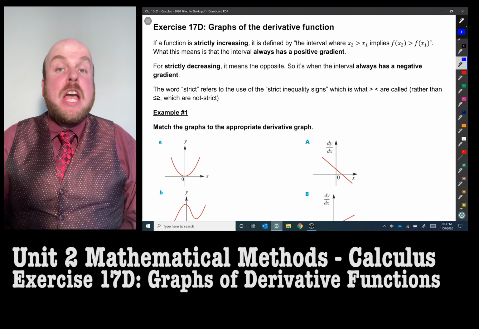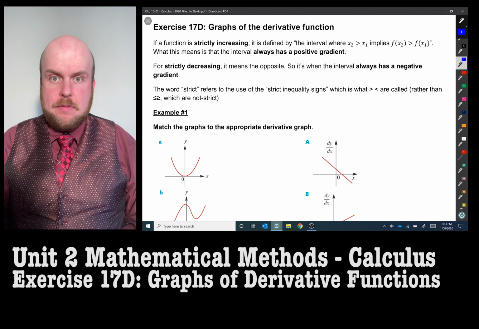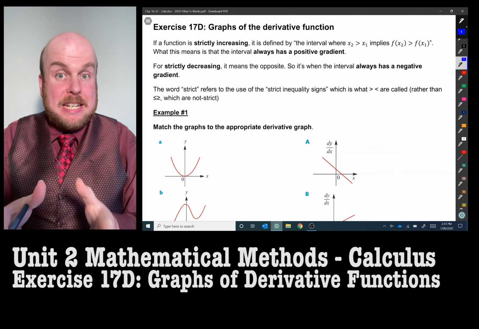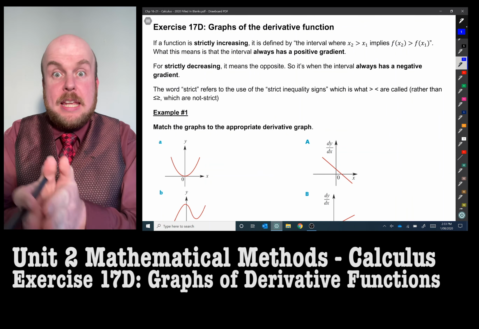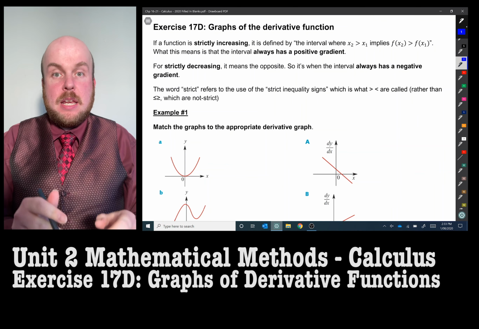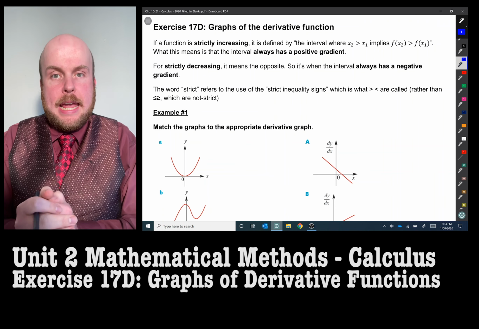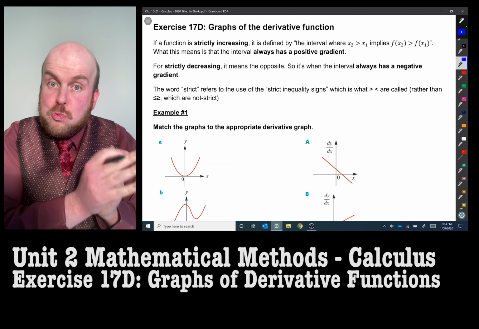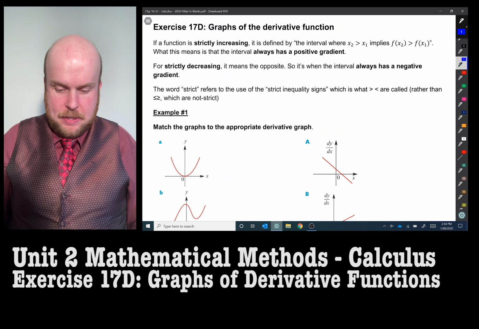Exercise 17D, graphs of derivative functions. Once we have found the derivative, be it the formula as to what we'll be able to find the instantaneous rate of change at any point on a graph, we can now turn that formula into a graph itself. The skill that we need to learn is that if you can identify or read a derivative graph, can you find the original from which that was made? Let's just have a look at some of these.